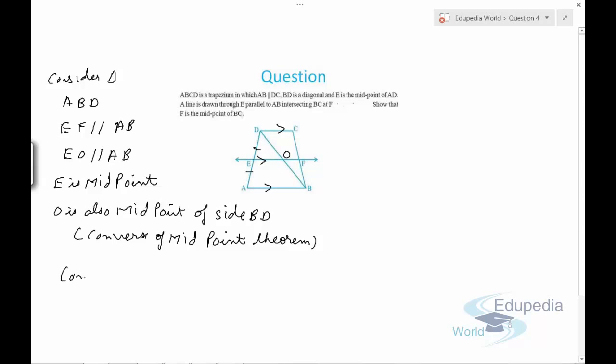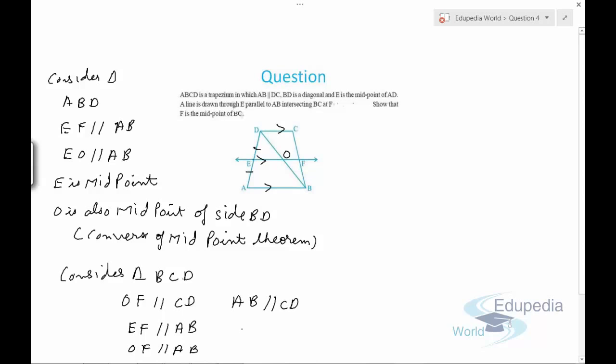Now again, consider triangle BCD. In this triangle, we can say that OF is parallel to CD. How? We can say that EF is parallel to AB, so OF will also be parallel to AB. Now AB is parallel to CD. So we can say that OF is also parallel to CD. So this is how we can say that.